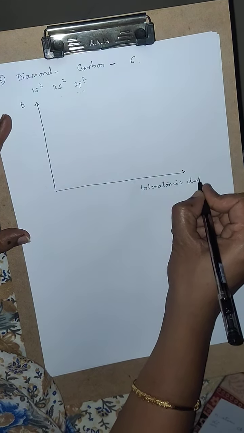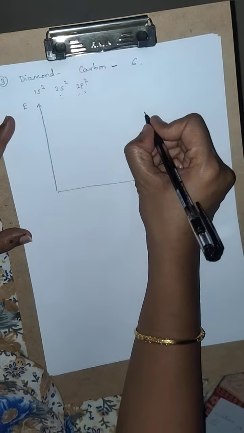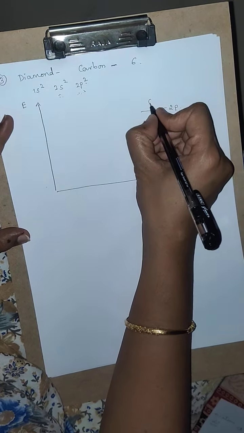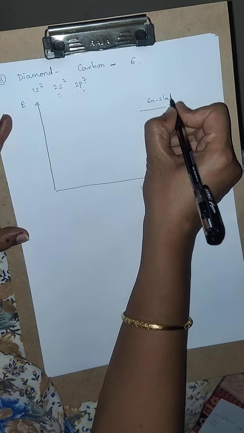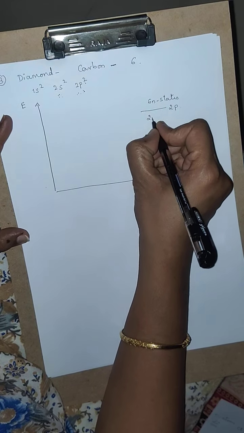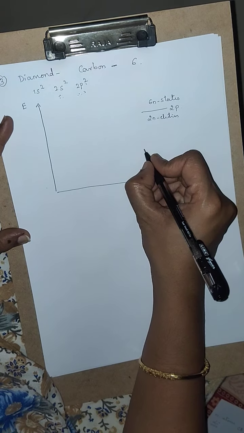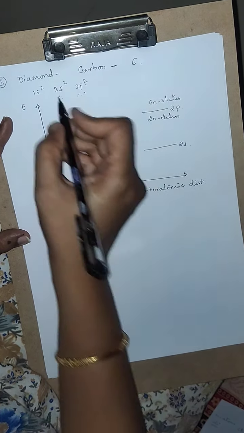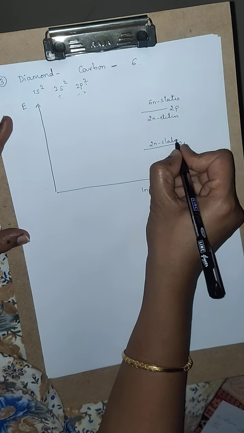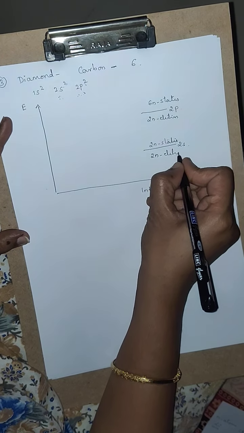Let's take these two, as these are the outermost ones. Let me take 2p here. 2p has the capacity of 6n states, because 6 electrons can be accommodated there, but it is filled with only 2n electrons. Coming to the next one, this is 2s here. 2s has the capacity of 2n states, and it has 2n electrons already filled.